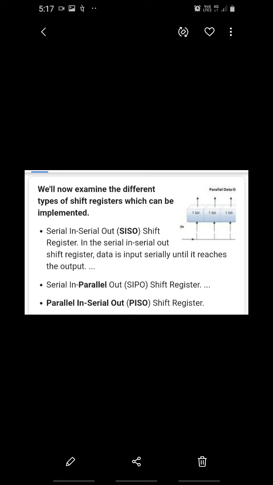In serial in, serial out shift register, all the bits are loaded in and shifted out bit by bit serially. This is called serial in, serial out shift register. It may be noted that each bit is moved in or out for each clock pulse.